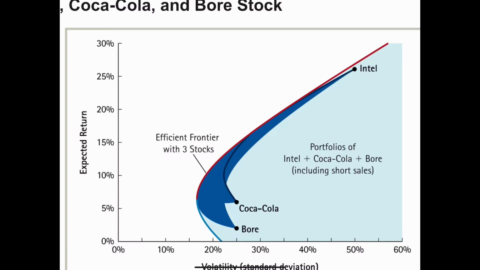But remember, we can't actually use volatility as a proxy for risk when it comes to an individual stock. It's the beta that proxies the stock risk. So in this case, we're not going to show you all the possible numbers, but let's say, again with an arbitrary correlation between Ball and Coca-Cola and between Ball and Intel, even though Ball looks everywhere inferior to Coca-Cola, having Ball as the third choice, you can now form a portfolio of three stocks, including short sales.